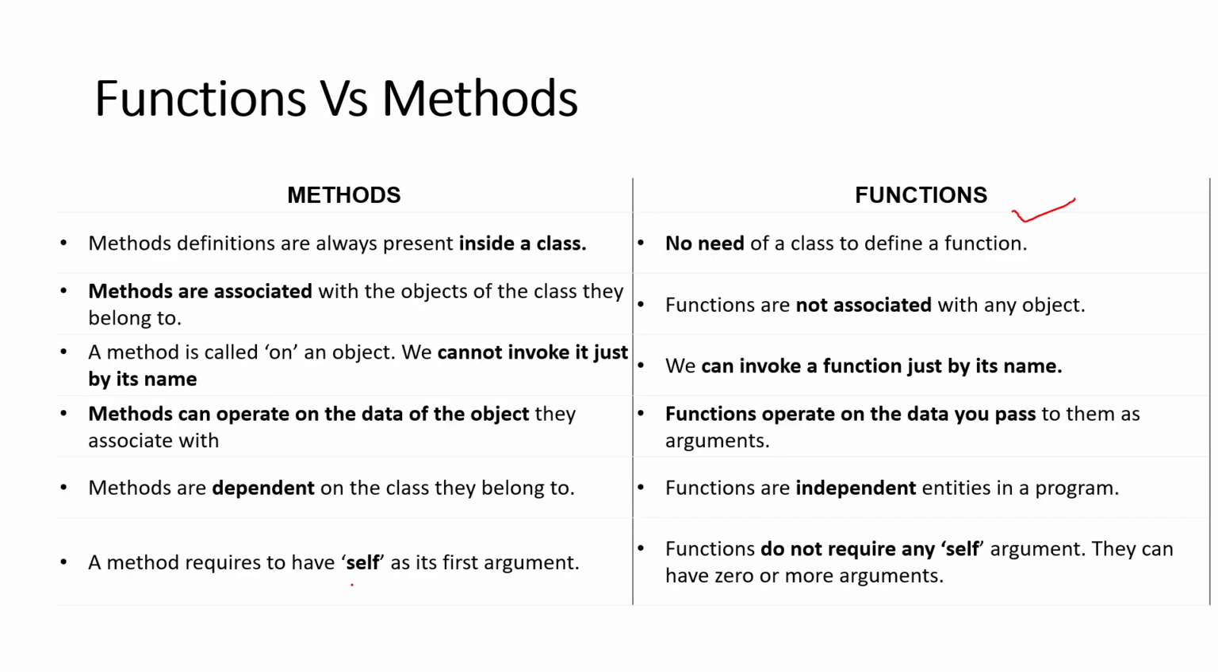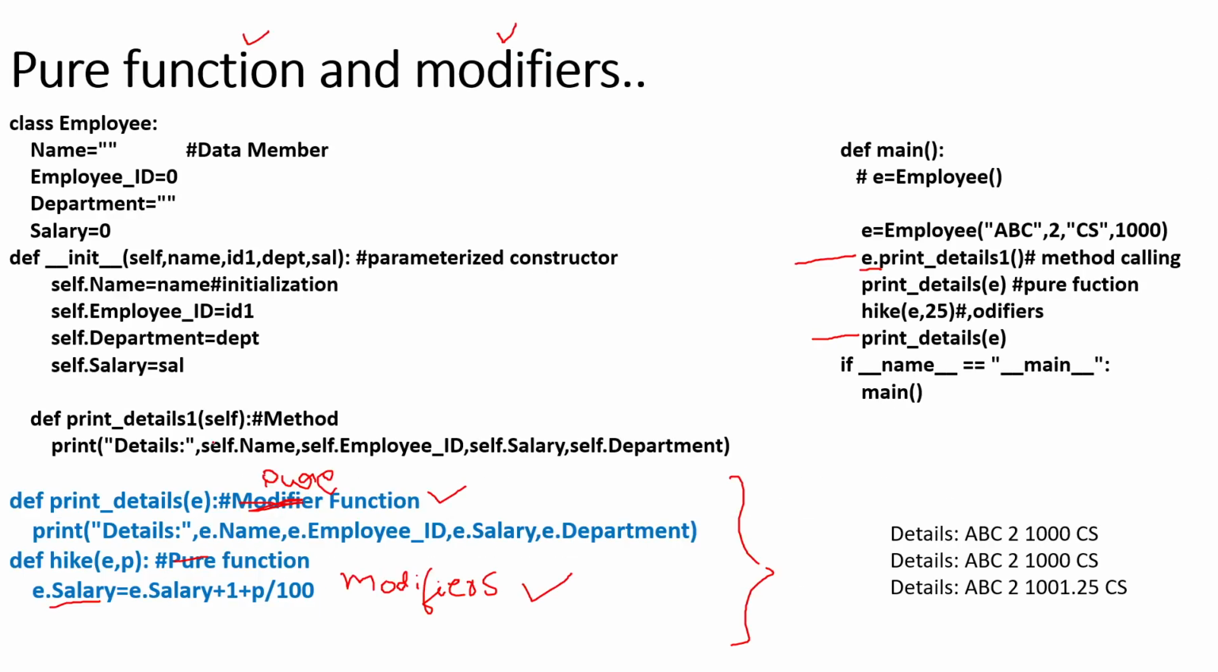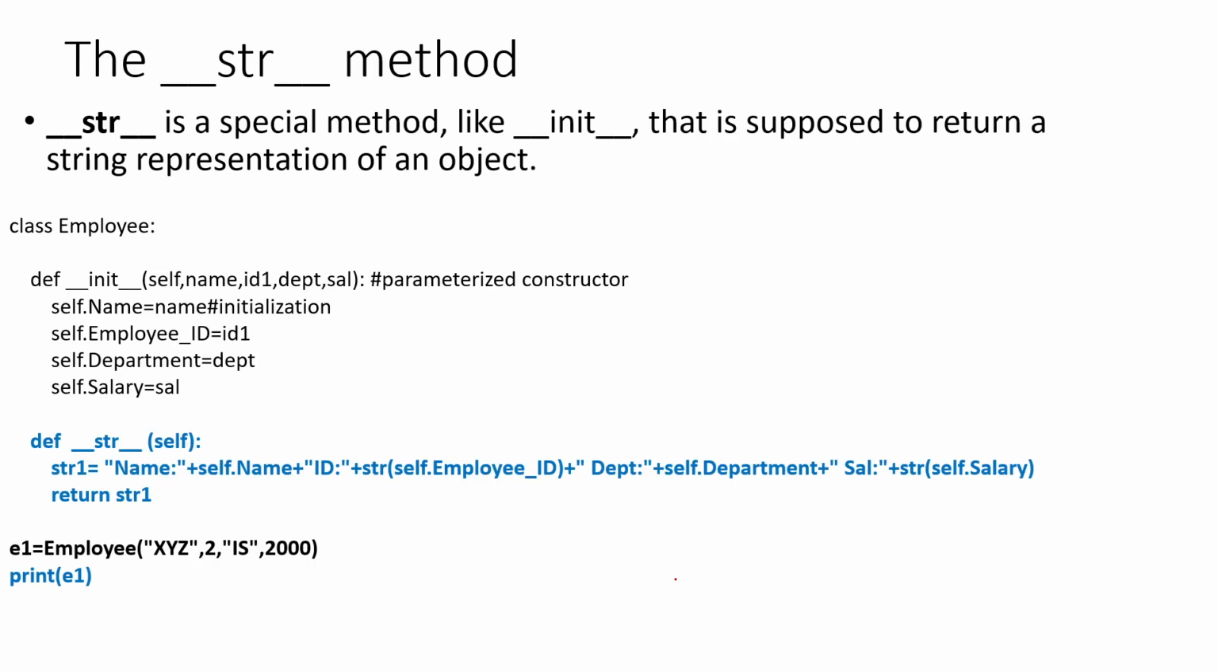A method requires self as an argument. That is the first argument here. You can see in this method, the first argument is self. But in a function, that argument is not required. Self is not required. So these are some observations on the difference between method and function.